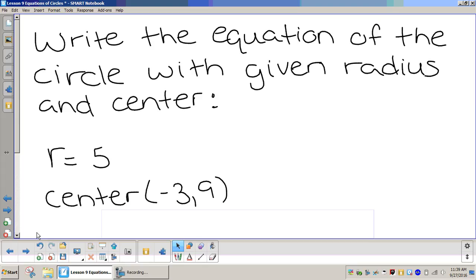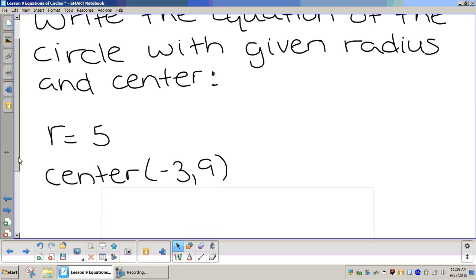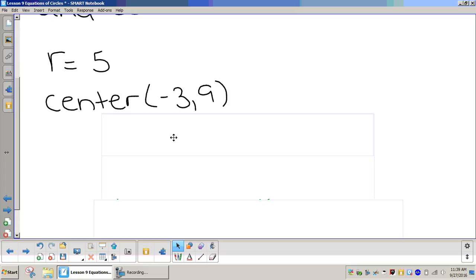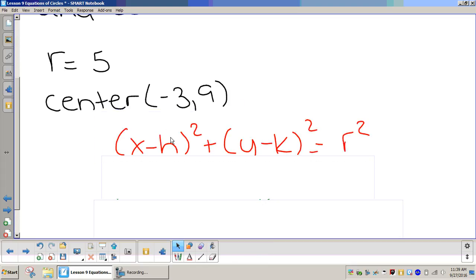So we can do the exact opposite. We can take a radius and a center, and we can write the equation of a circle. So just the opposite of what we just did. But again, I'll start with the equation.